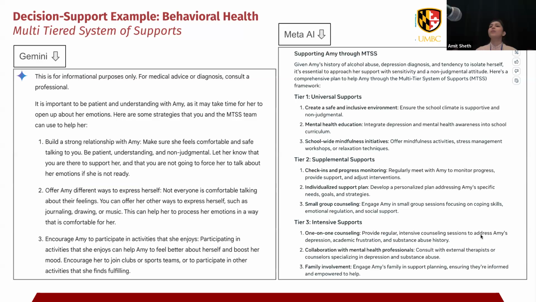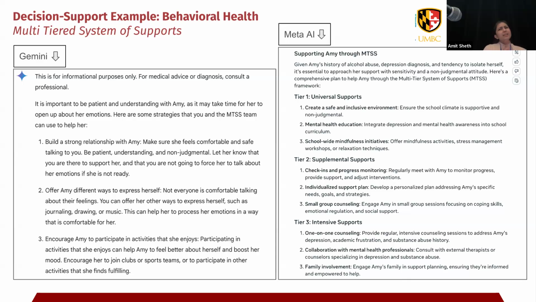But what are some of the responses that we got from Gemini and Meta AI? Gemini seems to say things like, build a strong relationship with Amy, offer her different ways to express herself, encourage her to participate in activities. These are very generic responses. These are very non-professional responses. Are these really going to help Amy or the school counselor? Does it provide any concrete, measurable steps? Not really. And it doesn't even talk about MTSS anywhere, right?